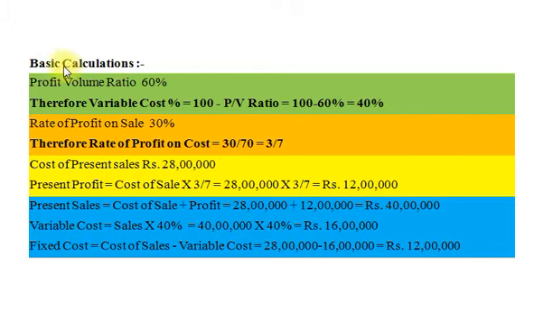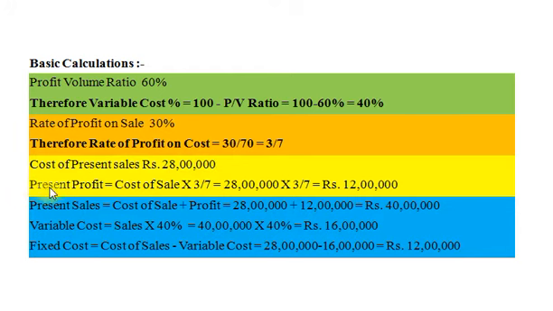Dear students, first of all we will do some basic calculations. Here in the question we are given profit volume ratio 60%. Therefore our variable cost ratio would be 100 minus PV ratio, that is 100 minus 60% is equal to 40%. Our rate of profit on sale is given 30%. Therefore, rate of profit on cost would be 30 by 70, that is 3 by 7. Cost of present sales given rupees 28 lakh.